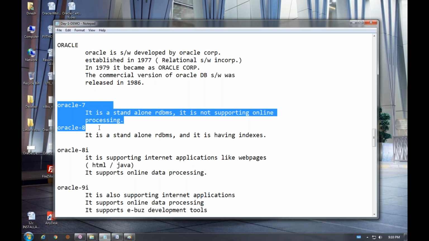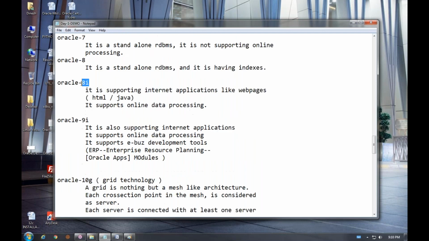That is the problem in Oracle 7 and 8. Later, they released 8i. I for internet applications. Internet application is nothing but web page. So through web page, you can access data, meaning online, you can access the business data.